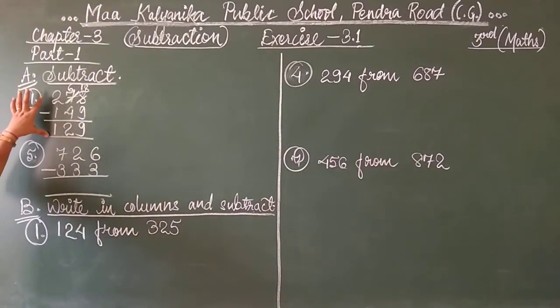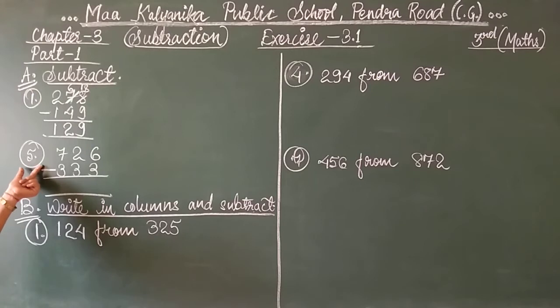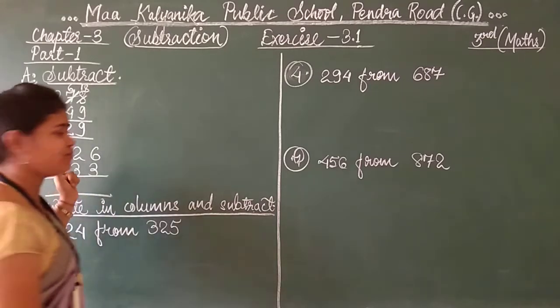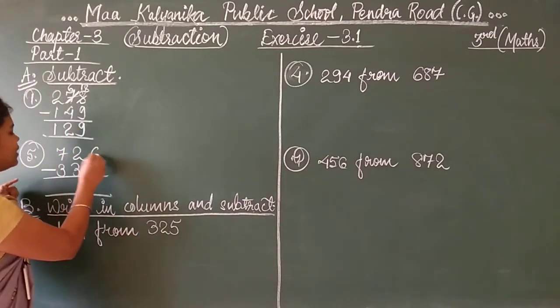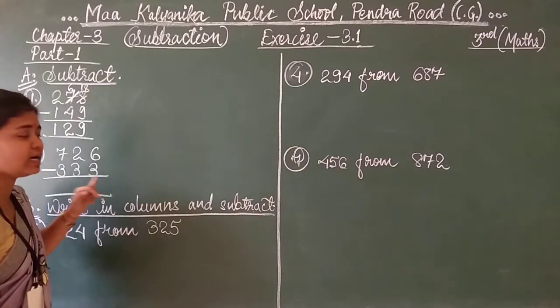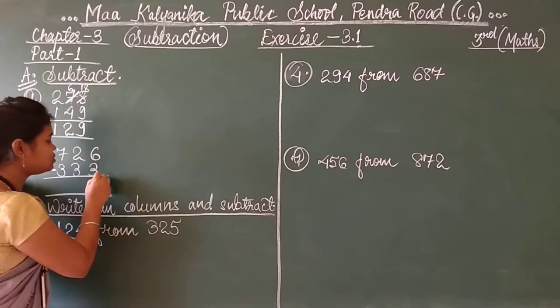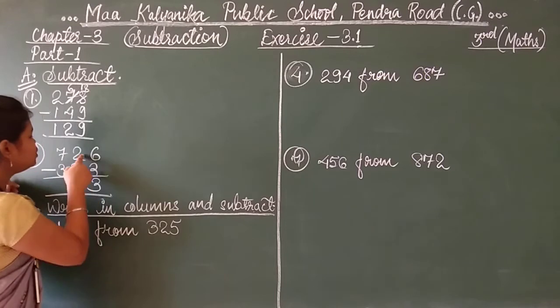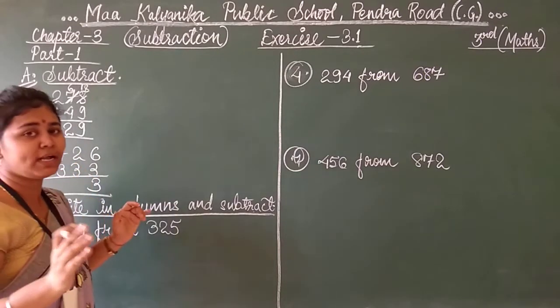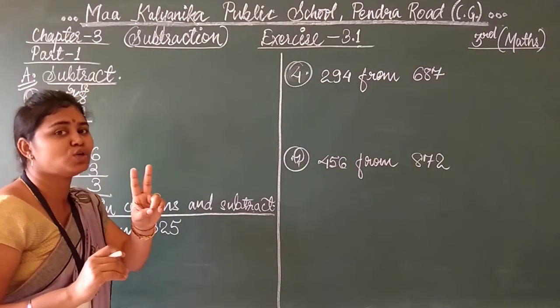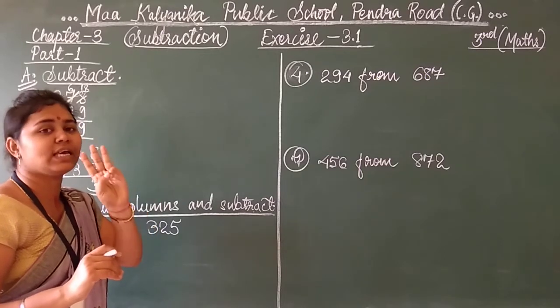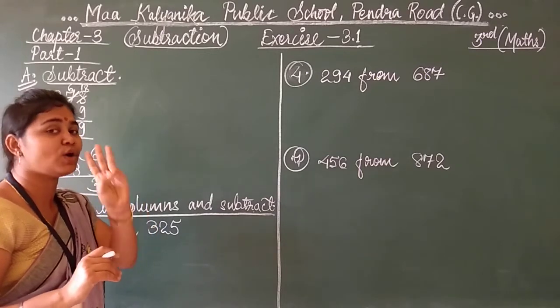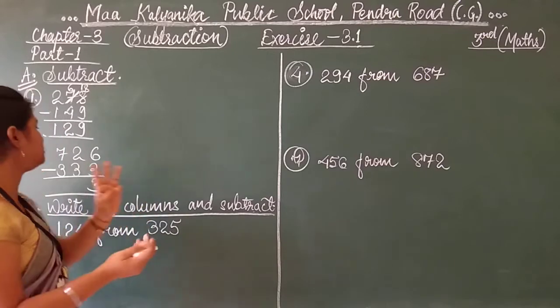So see, in this way you have to solve all the questions. Okay. So one more example I am showing you here. That is question number 5. 726 minus 333. So simply 6 minus 3 is 3. 2 minus 3 cannot be done, students. If you are having 2 chocolates and your mama is asking, give me 3 chocolates beta, how will you give? No, it is not possible.